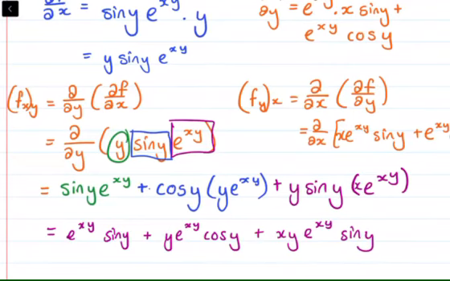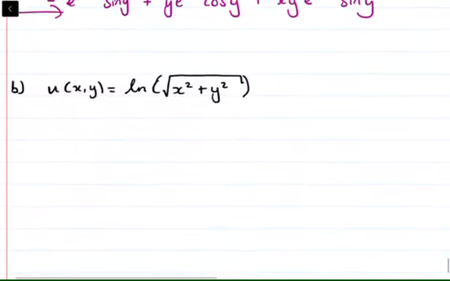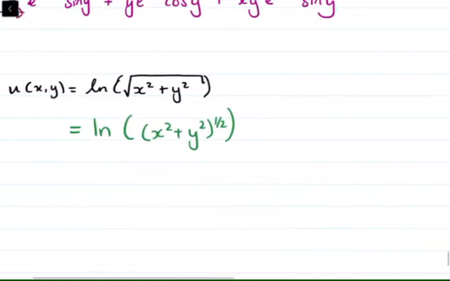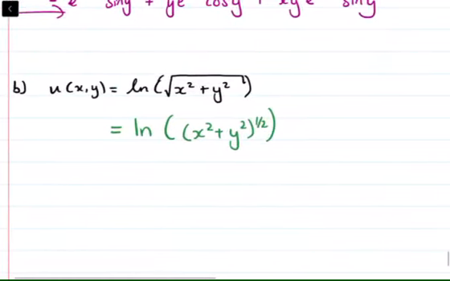So now I want you to verify that if you find this derivative, you get that as well. That is how Clairaut's theorem works. And then this one, you also need to do the same thing. Here, remember that what you have to do is to write ln as this becomes x squared plus y squared to the power of a half. And then you find the partial derivative of u with respect to x.